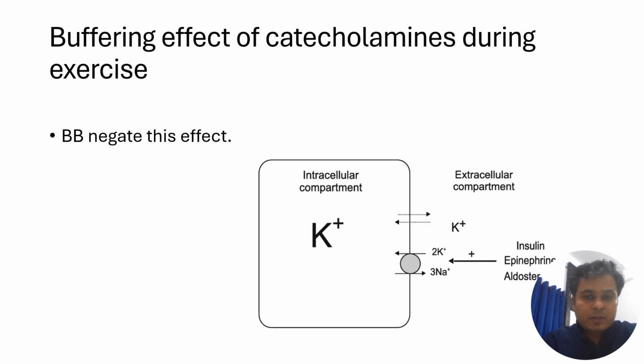So we are here to discuss part 2 of the beta blockers lecture. As you all know, in part 1 we discussed some of the classification of beta blockers and their pharmacological properties pertaining to CDS, to catecholamines, and the effect of beta blockers on exercise. We ended part 1 by discussing the buffering effect of catecholamines during exercise and how beta blockers negate this effect.